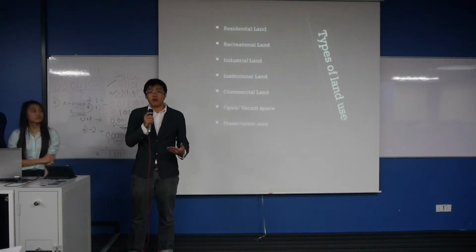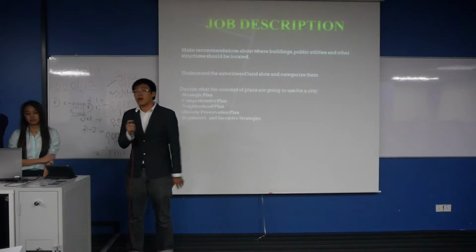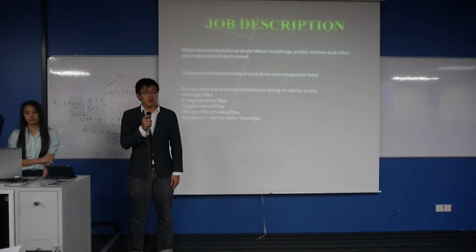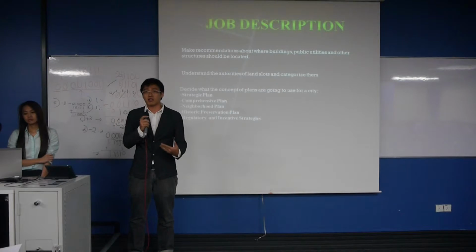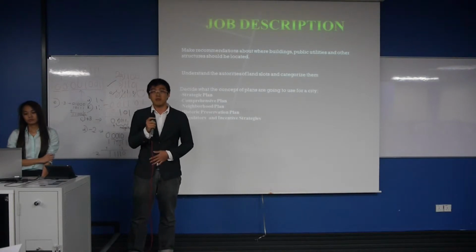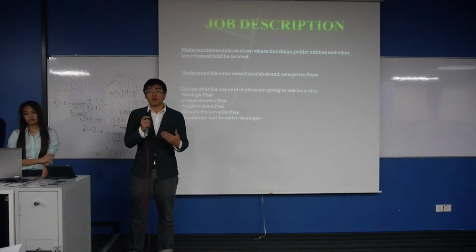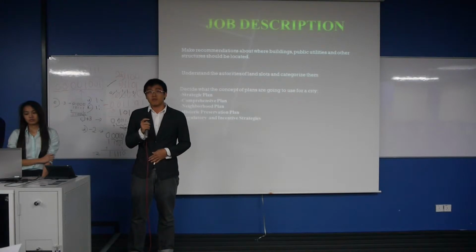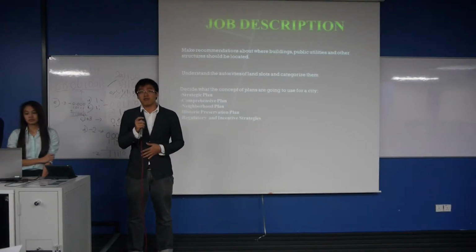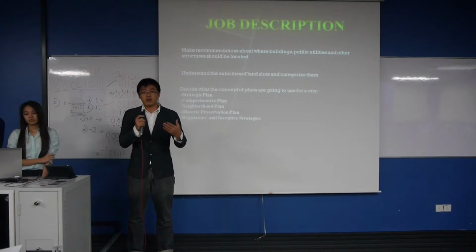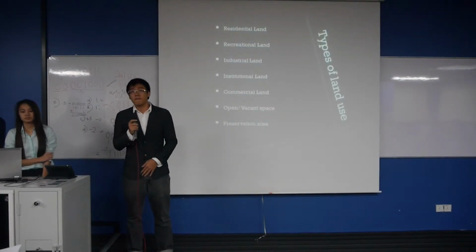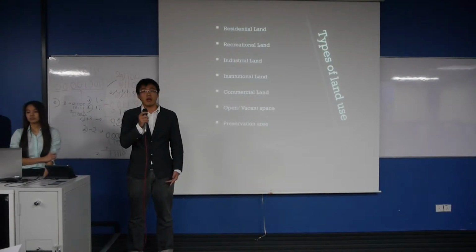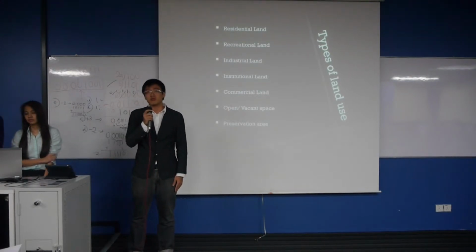And the others is to understand the authorities of the land use or land law and categorize them. Then after that, they're going to decide what strategies or what ideal concept they're going to use to plan the city. They have 5 types of plans. Later on, I will explain all 5 types to you. Then they have 7 types of land use.